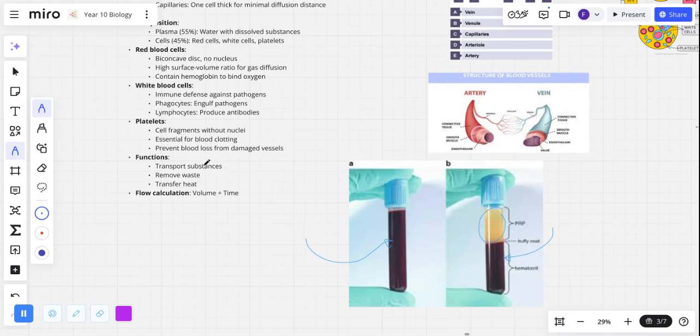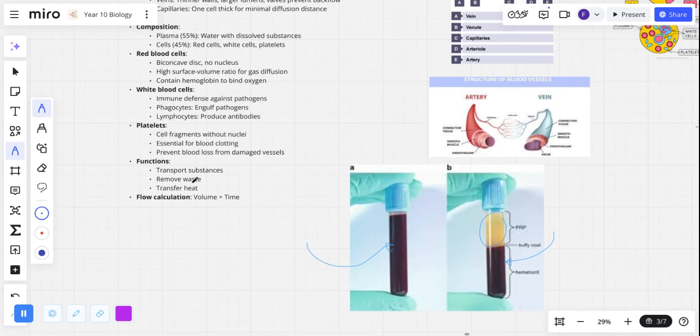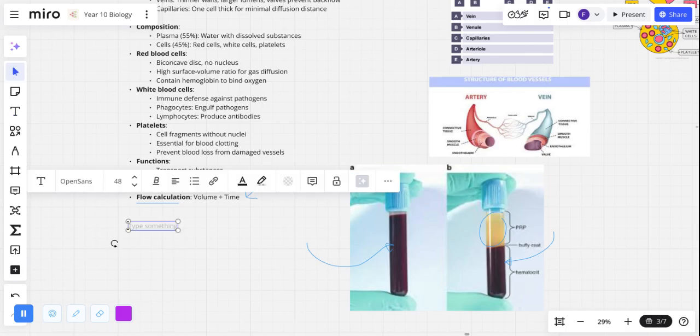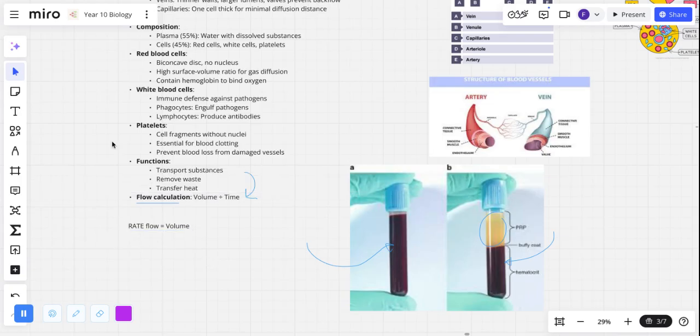Okay. Now, the last thing I'm going to tell you is, this is flow calculation, volume divided by time. All right? How fast, or the rate of flow, and the key word I'm going to write there is rate. If you ever see a question like, what is the rate of something, chemistry, biology, physics, doesn't matter. The rate of flow is equal to volume. Now, if you're ever calculating rate, it is divided by time. I'm going to write it like a fraction.